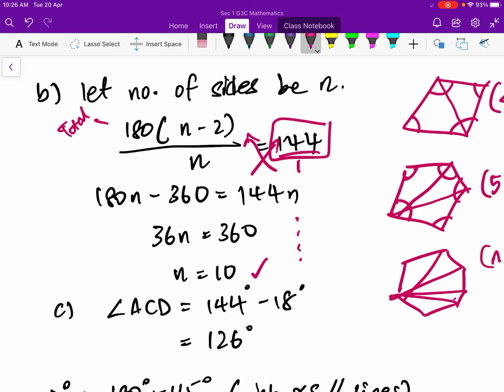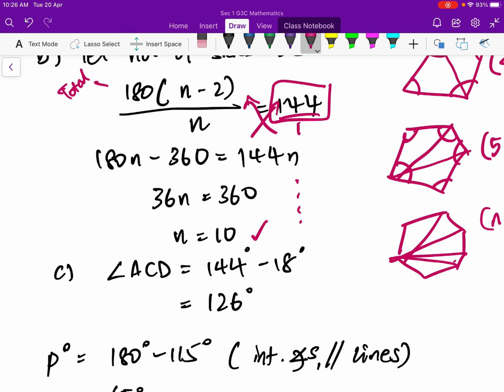ACD. The angle ACD is made out of the interior angle of the polygon, take away 18 degrees. Simple as that. So you get 126 degrees. No reason for that. It is just a combination of 2 angles.